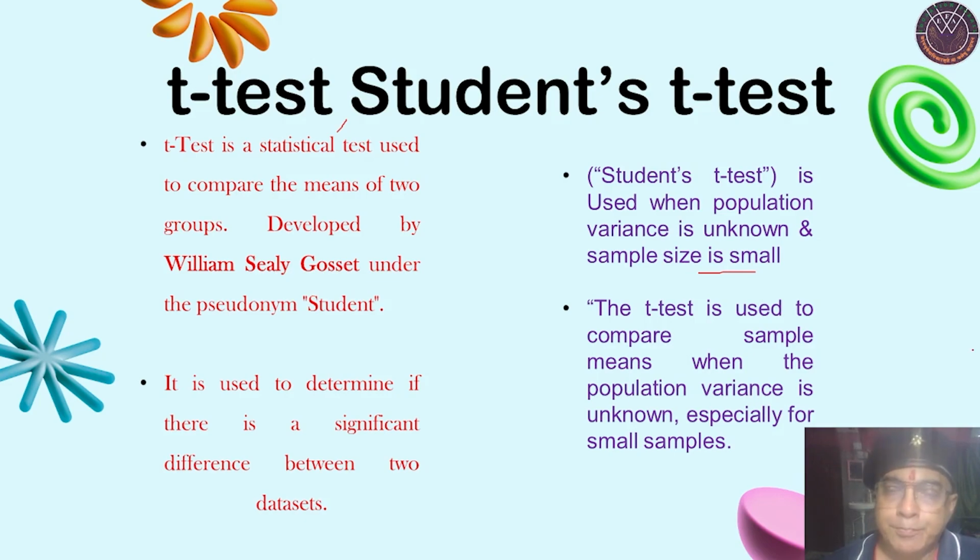The t-test is used to compare sample means when the population variance is unknown, especially for small samples. That is basically what it is meant for. But it can be used for large sample size, and I told you, because it is stricter. If the sample is large, the chances of error are less, but if you still use the t-test, the chances of committing error reduce even further. That's why in large samples also you use the Student t-test.